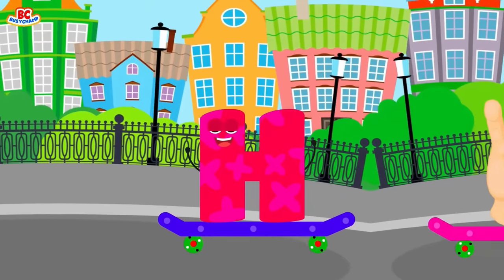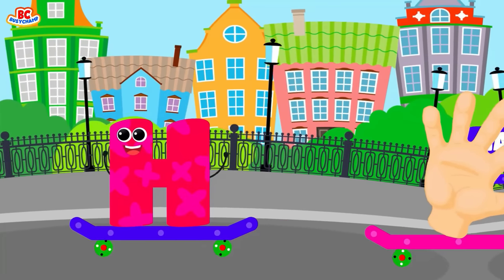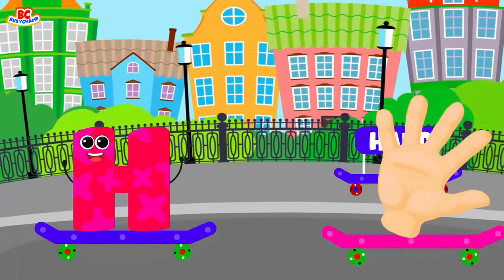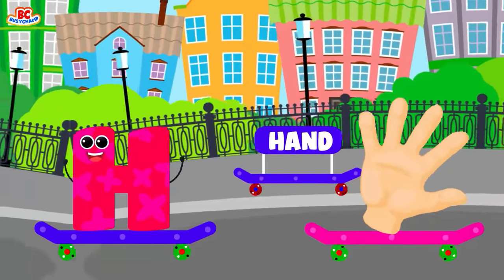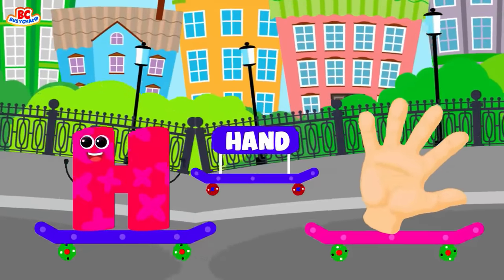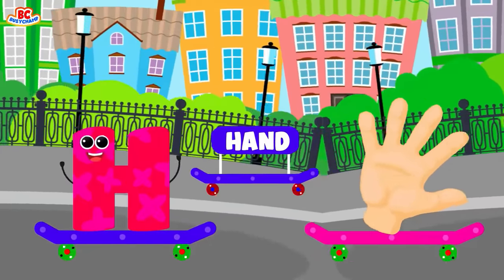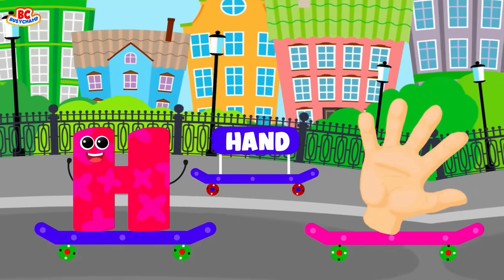H. The hand is chasing H. Hand. H for hand. H. Hand.